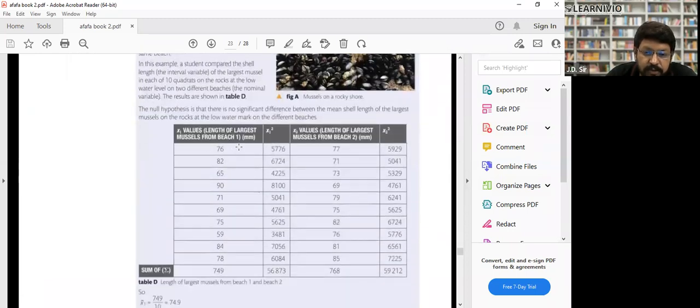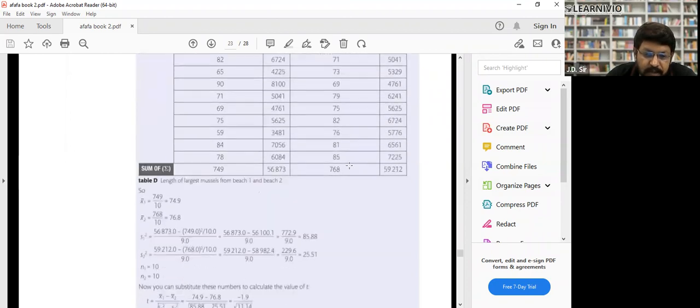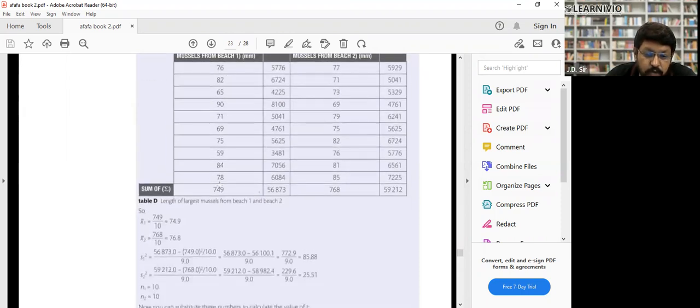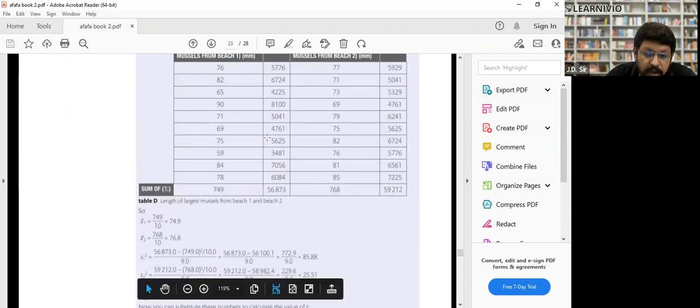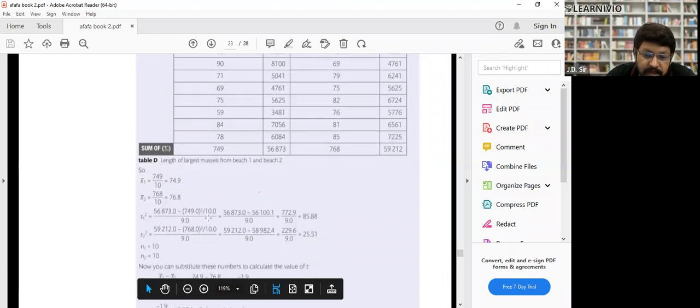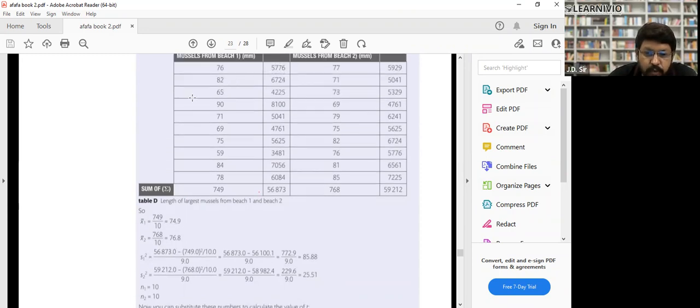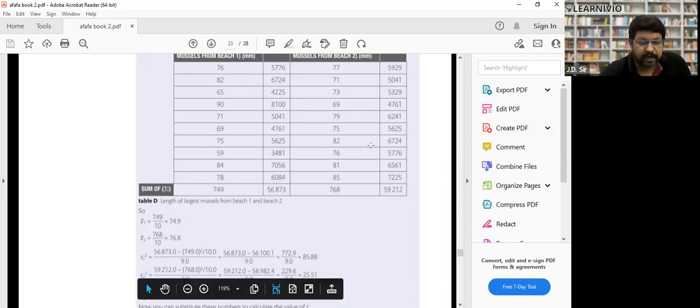Look, this is x1, this is x1 square, this is x2, this is x2 square. Now what is x1 bar? That is the average x1 bar. So the total is 749 and the total number of values is 10, n is 10. The same here, right? They got x2 total 768, then it is divided by 10. They got x1 bar and x2 bar. Now come to s1 square. They have the squares, like x1 square, so the sum of the x1 square is used for s1 square, right?